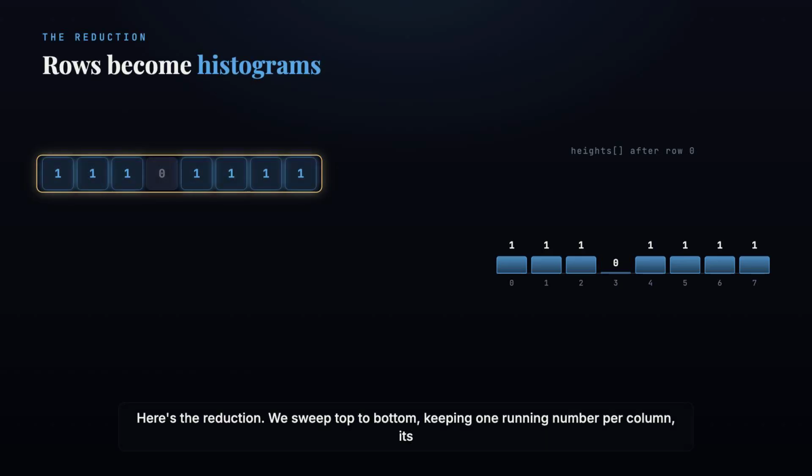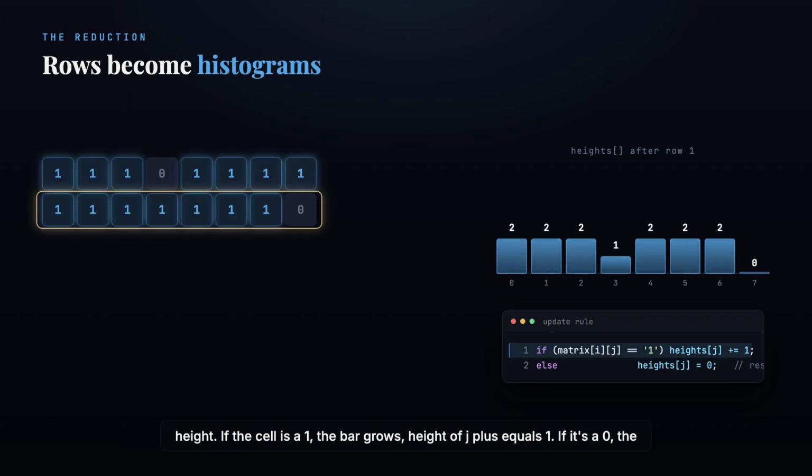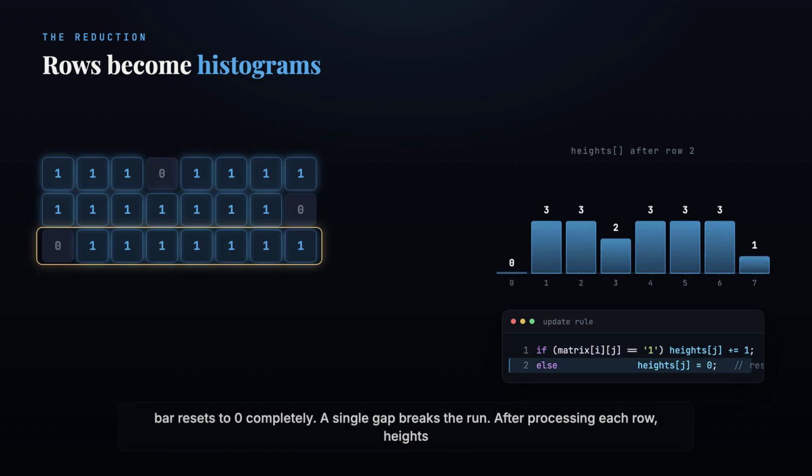We sweep top to bottom, keeping one running number per column, its height. If the cell is a 1, the bar grows, heights[j] += 1. If it's a 0, the bar resets to 0 completely. A single gap breaks the run.